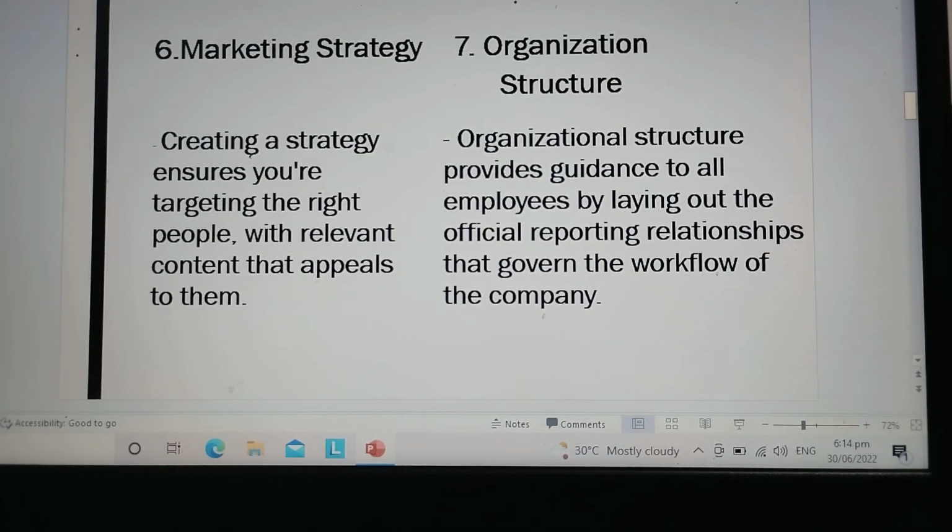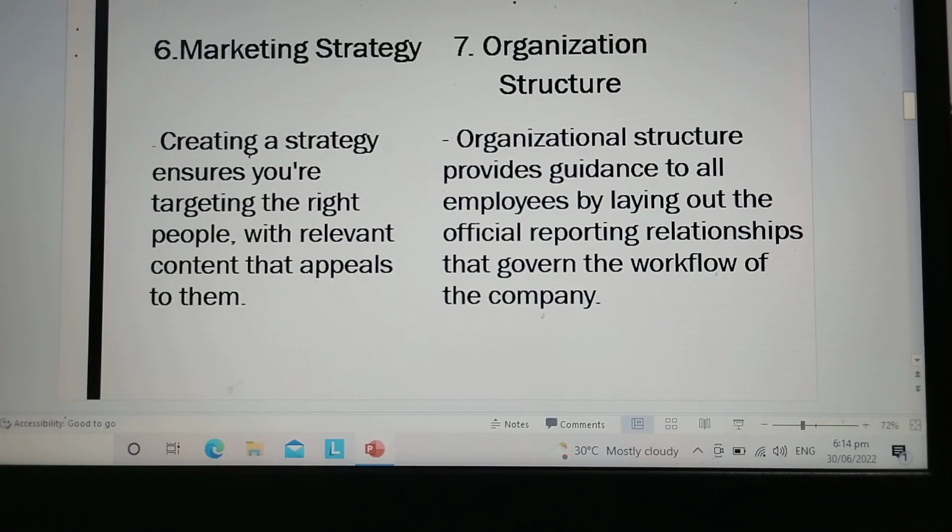For the number 7, we have organization structure. This provides guidance to all employees by laying out the official reporting relationships that govern the workflow of the company. A formal outline of a company's structure makes it easier to add new positions in the company as well, providing a flexible and ready means for growth.